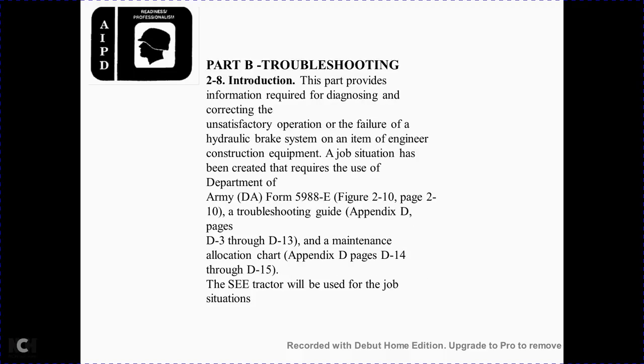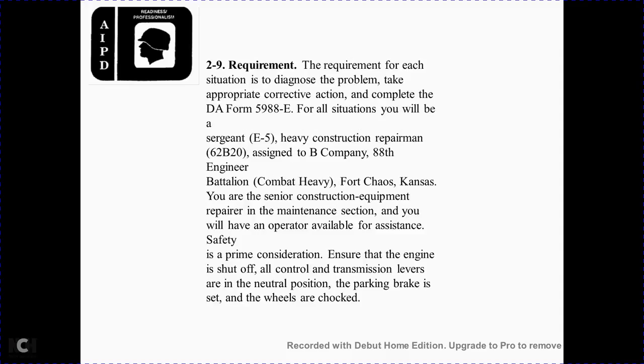Part B. Troubleshooting introduction. This part provides the diagnosis and correction of unsatisfactory operation or failure of the hydraulic brake system of the engineer construction equipment. A job situation is created with the required Department of the Army Form 598A. Figure 2.10, a troubleshooting guide, and a maintenance allocation chart for the tractor will be used for the job situation. The requirement is the diagnosis of the problem and corrective action, completed on DA Form 598A.